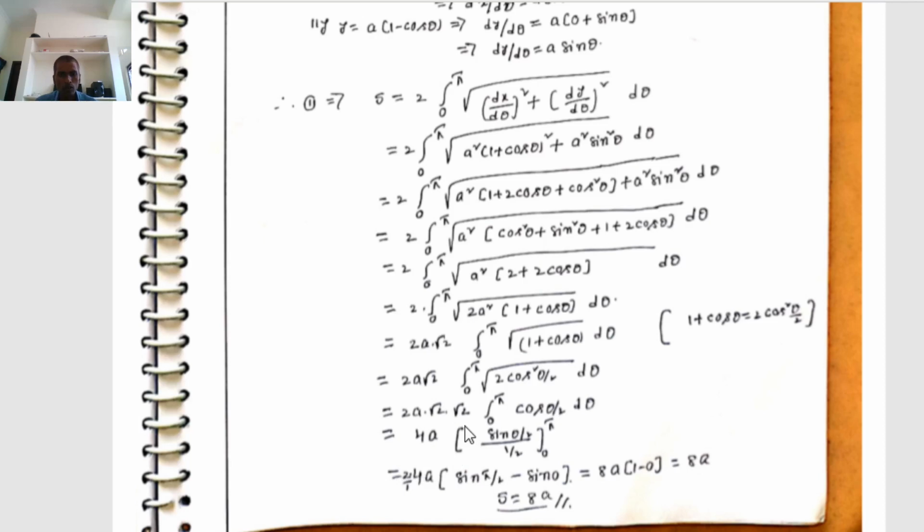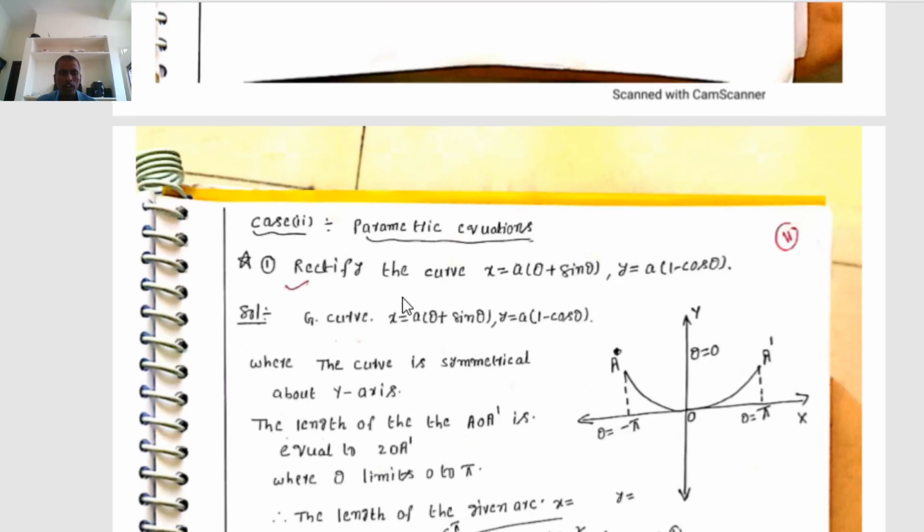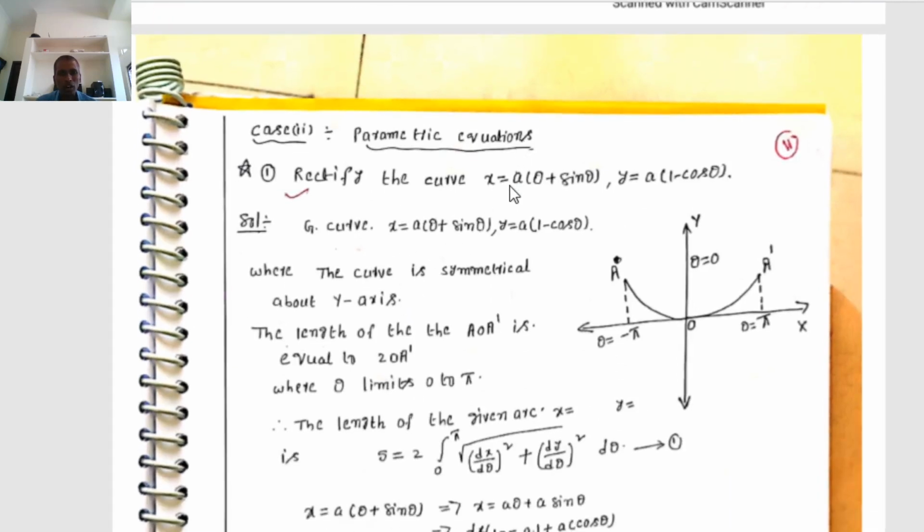Therefore 4a into integration, 1 by 1/2 means 2 by 1, 2 into 4a into sin θ/2, substituting the θ limits π and 0: sin π/2 minus sin 0. Sin π/2 value is 1, sin 0 is 0. Therefore 2 into 4a, 8a into 1 minus 0, that equals 8a. Therefore s equals 8a.